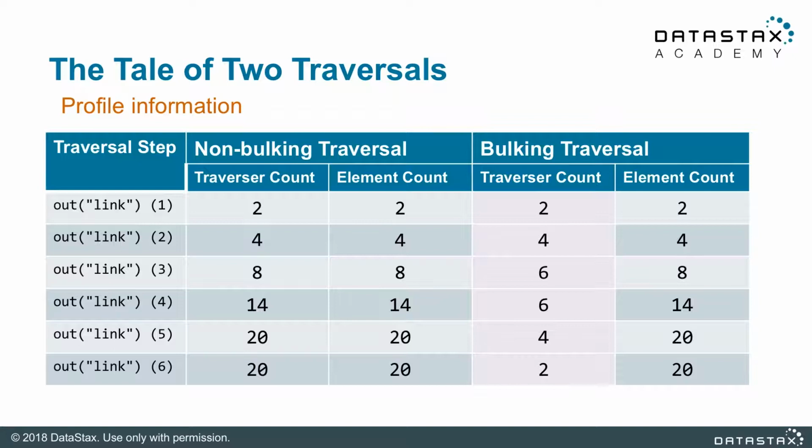Here's some profile step data on each of these traversals. The element counts for each are identical, but look at the traverser count column. Wow! In the last row, you can see that the bulking traversal was able to capture all 20 of the remaining active traversers in just 2 actual traversers. So even in a tiny little example like this, you can see the impact that bulking can have on the memory and computation needed to complete our traversal.